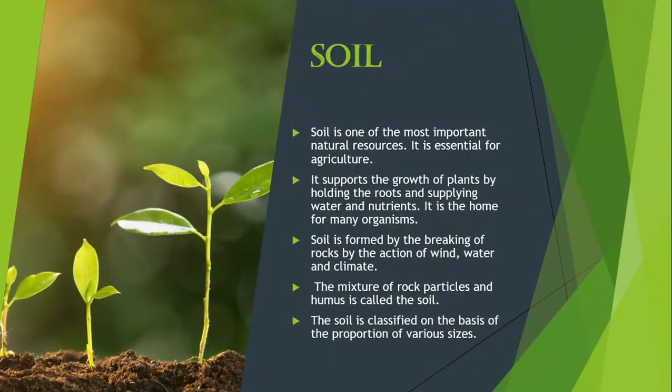The first thing that you are going to learn about is the types of soil. Before that, we need to know what soil is. Soil is one of the most important natural resources. It is essential for agriculture. As you can see, children, the mixture of rock particles and humus is called soil. That means you can see small bits of leaves and pebbles as well as small tiny rocks and very fine minute rocks. They all are called soil.